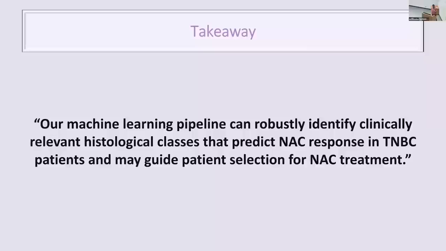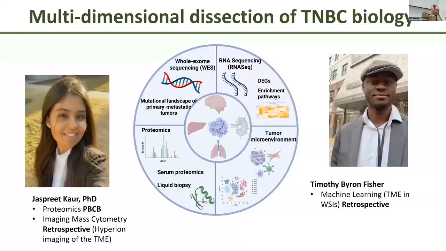And so, takeaway: our machine learning pipeline can robustly identify clinically relevant histological classes that could predict NAC response in TNBC patients and may guide patient selection for NAC treatment. This is a smaller part of a bigger project in Dr. Ritu Anij's lab. I'm looking at the angle of TME and whole slide images, but we're also looking at proteomics, whole exome sequencing, and RNA sequencing, and combining them to enhance predictive power.